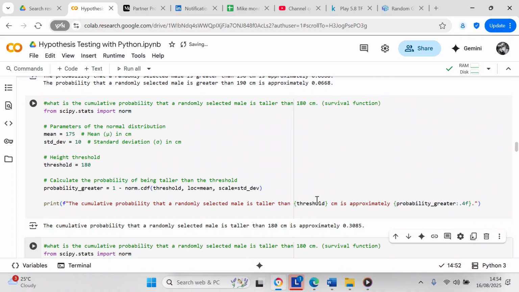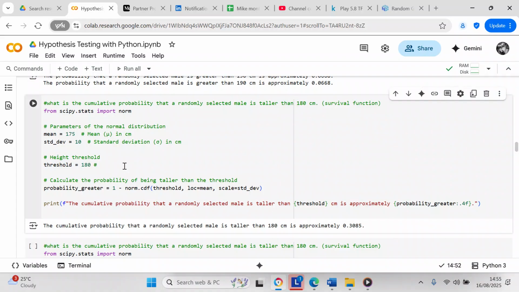So from scipy.stats, we're going to import norm. SciPy is Python's scientific library. Stats is a statistical module within SciPy. And norm is a normal distribution that you're going to use to calculate these values. So the mean is 175 centimeters, the standard deviation is 10 centimeters, and the threshold is 180 centimeters.